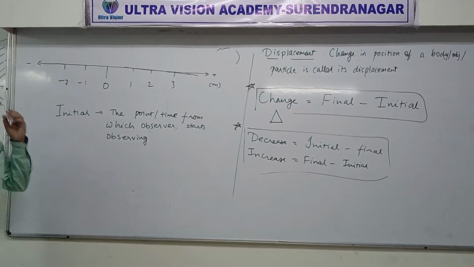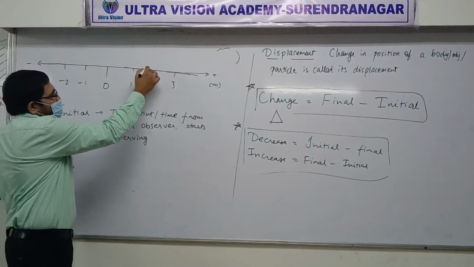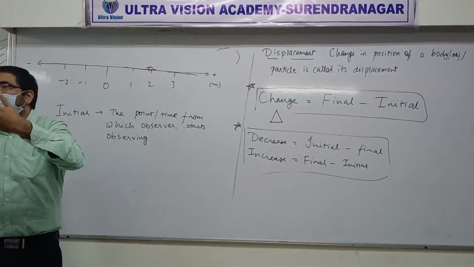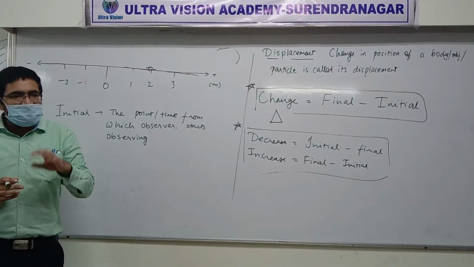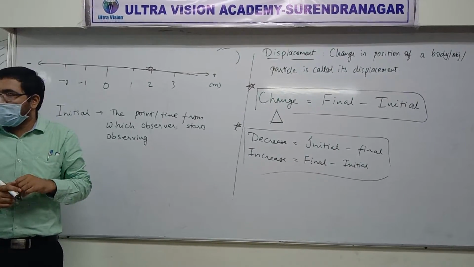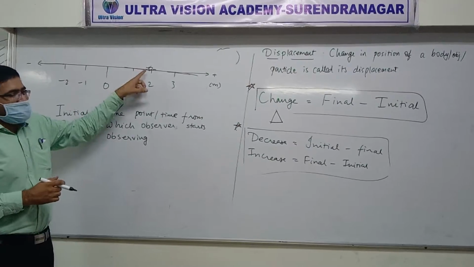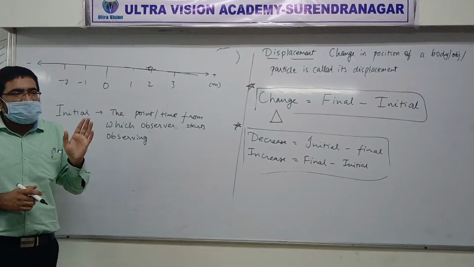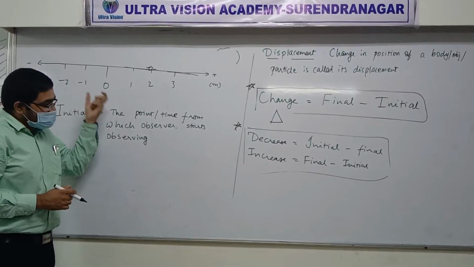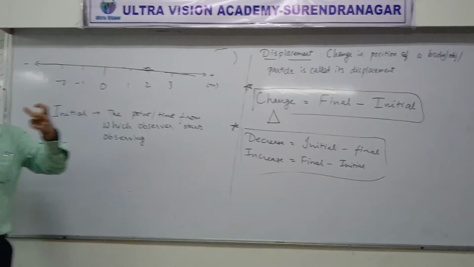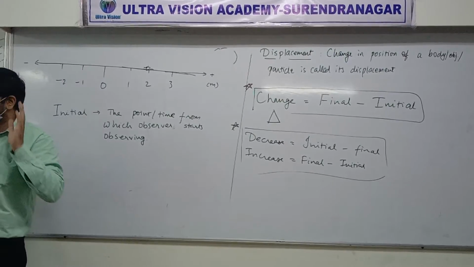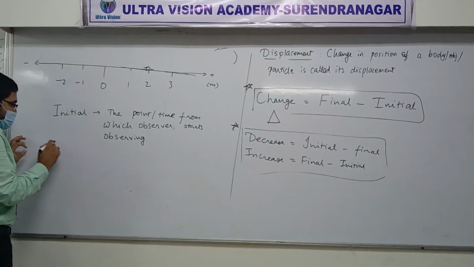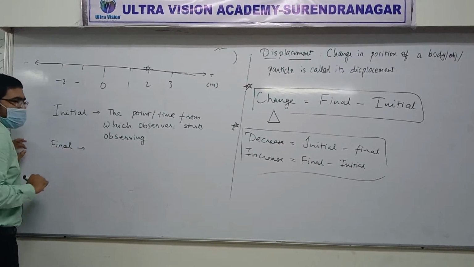What does this mean? It's possible that the ant was moving all throughout, right? It was moving, but you were not looking at the ant. You understood what I'm saying? Yes or no? Yes. The moment you start observing, that moment is called initial. Did you get it? Yes or no? Yes. When the observer starts observing, that point or that situation, that time is called initial. Got it? Clear? And what is the meaning of final? What do you think now?